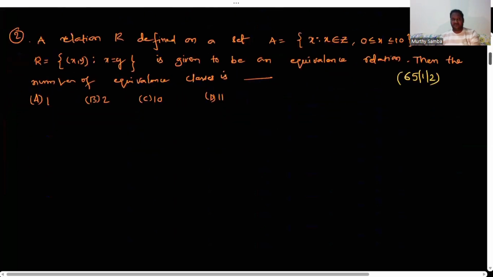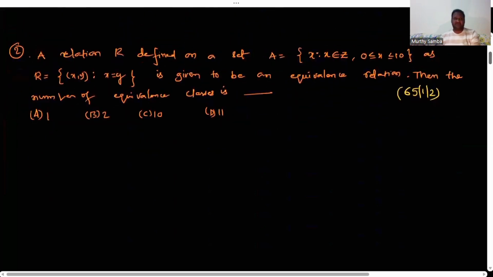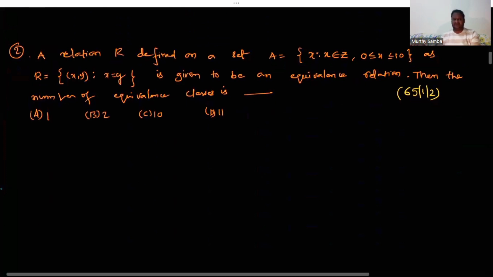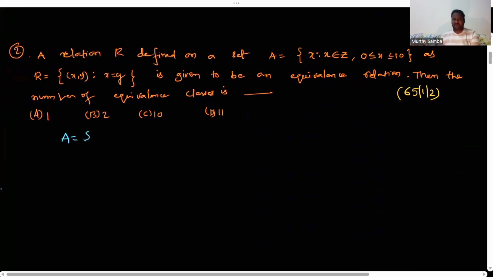Okay. Now coming to the second problem. What is the second problem given? A relation R defined on a set A = {x such that x belongs to Z, and the elements are from 0 to 10}. So x belongs to Z is nothing but you can consider only integers. Therefore, what are the elements of A?